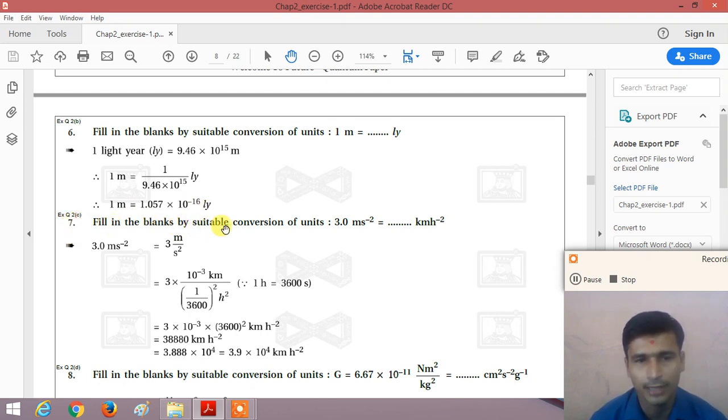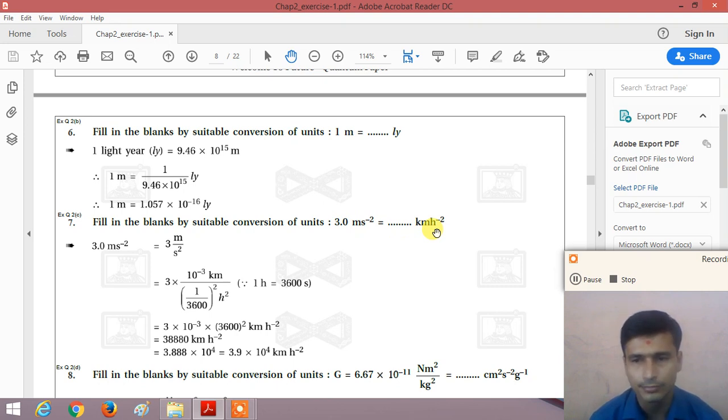Fill in the blank with the suitable conversion of the unit. 3 meter per second square is equal to how many kilometer per hour square? Meter per second square is the unit of acceleration, and we need to convert 3 meter per second square to kilometer per hour square.